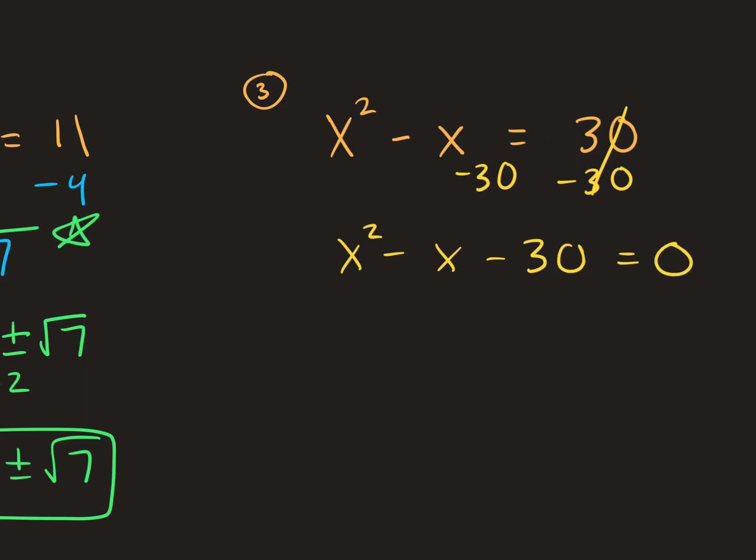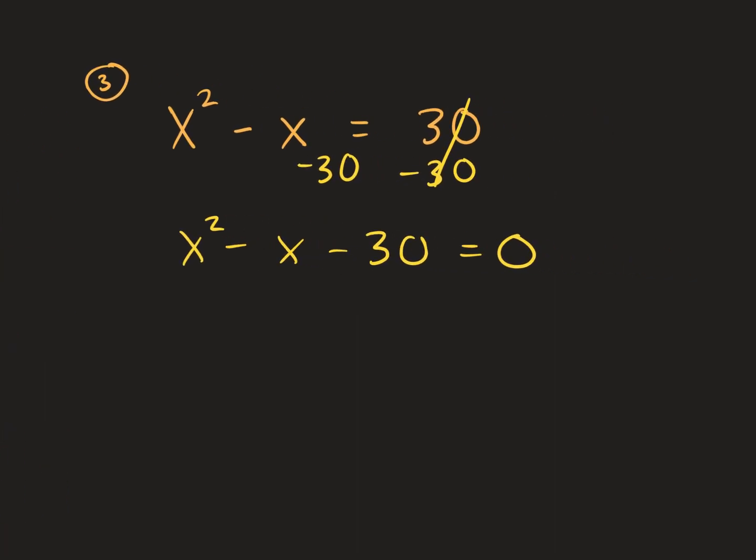Why do we move the 30? What do we want to do next? So we want to factor. If you have an x squared and an x, these are not like terms. You can't combine them together, so we have to factor. In order to factor, it has to be equal to 0, so that's step 1. So we're good there. Now we want to see what are 2 factors of negative 30 that add to negative 1?